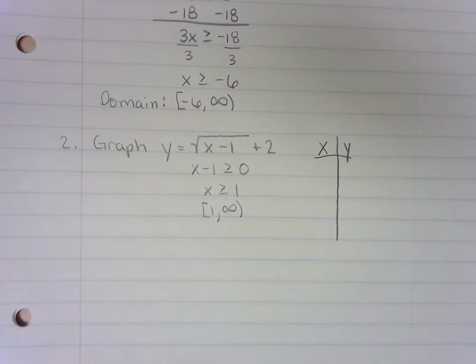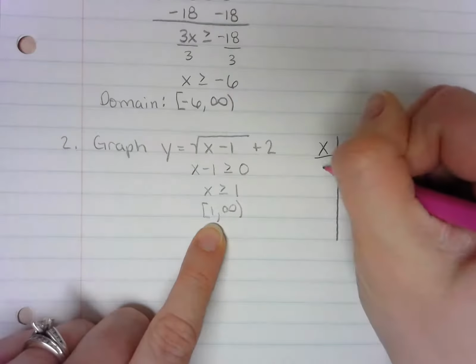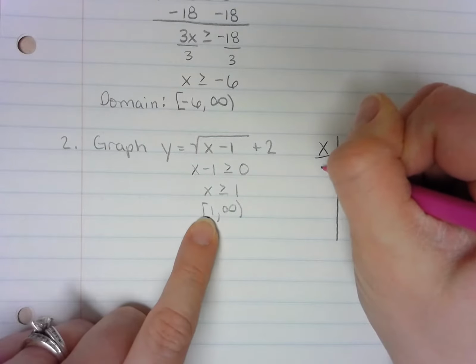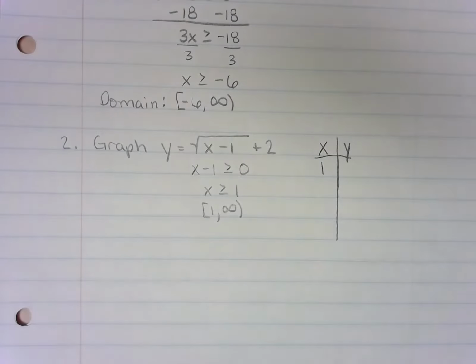Here we will always start with our domain. Here is our x value of positive 1. It would be enough to have 4 points altogether, though you could still do 5. So after we find our domain, we need to find the y values that go with that.